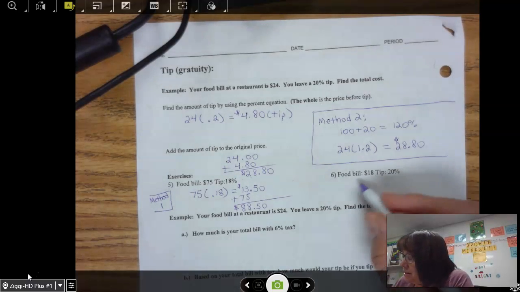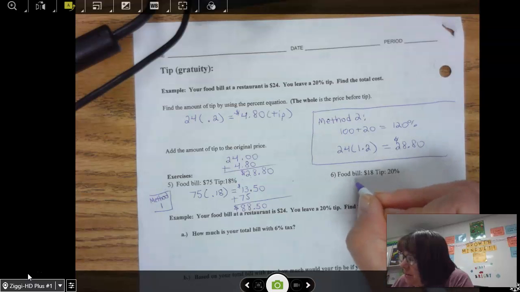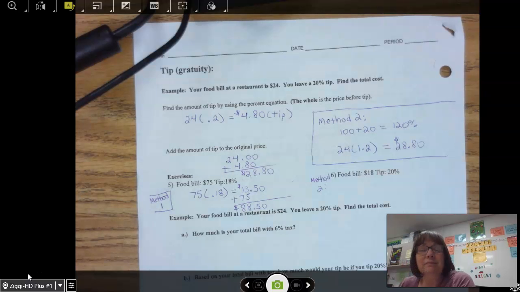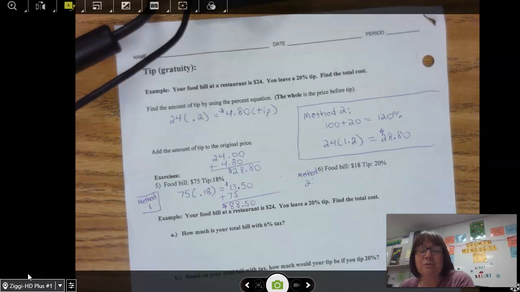Let's try number 6. My food bill is $18. Let's use method 2. Again, you try on your own. You don't have to use method 2. You could use 1 if you'd like. Okay, I'm going to use method 2 though.